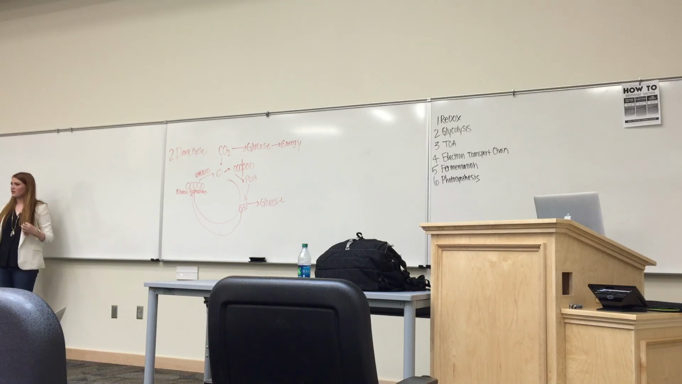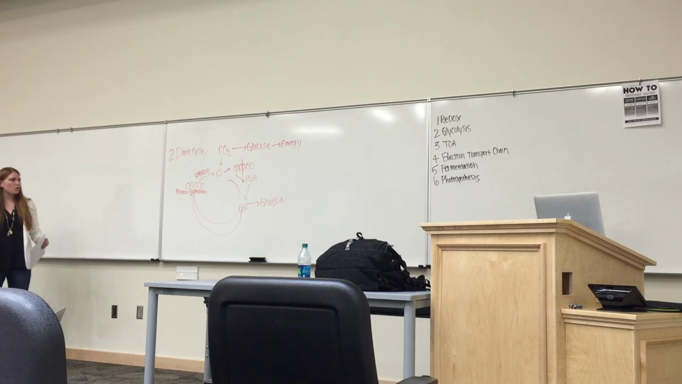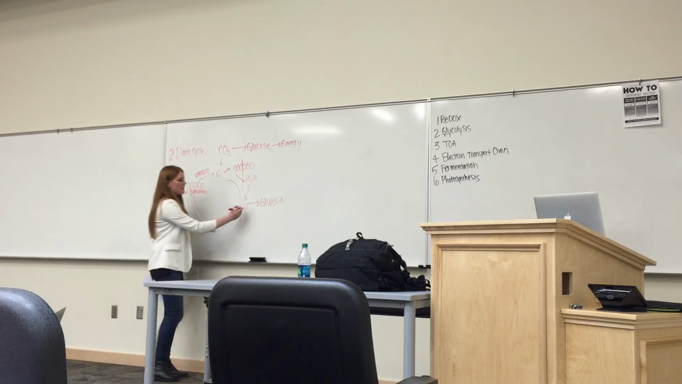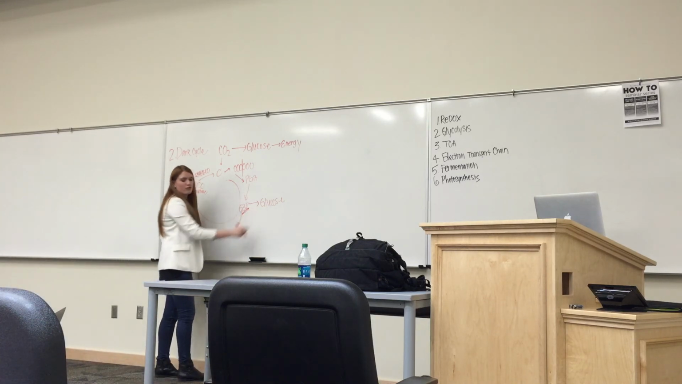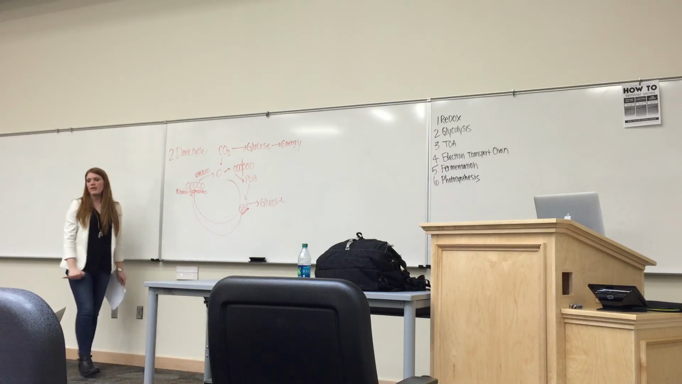Where does it happen? The stroma. Or no, yeah. Yeah. What are the inputs and outputs? Your big input would be carbon dioxide. Your big output is G3P, which is made into glucose. Those are the main things you need to know.